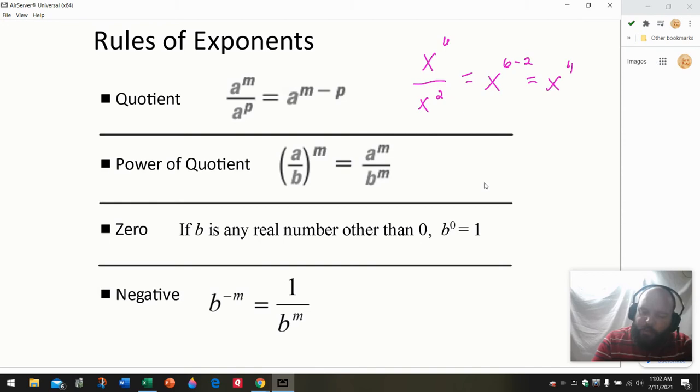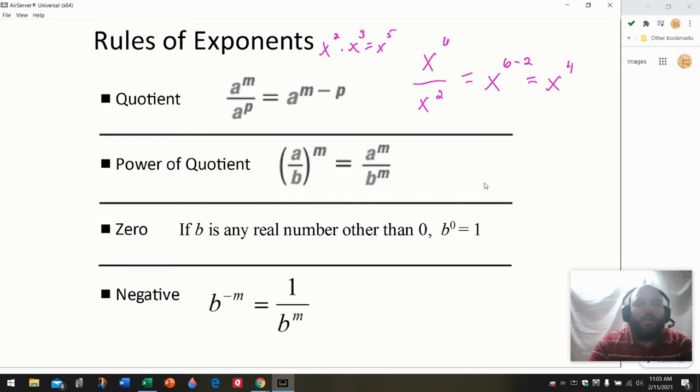Remember, in the last section, if you were multiplying, you would add the powers. So when you multiply the bases, you add the powers. In this example, when you divide the bases, you subtract the powers.